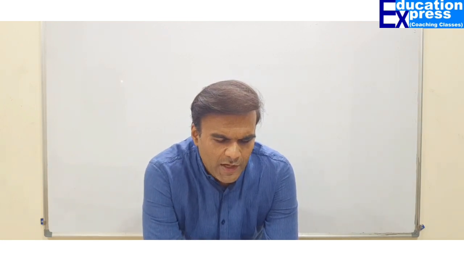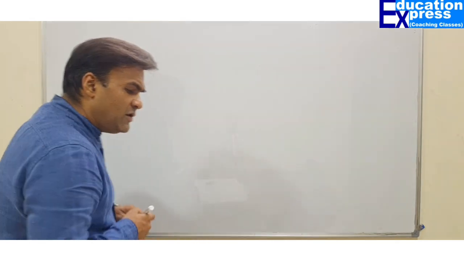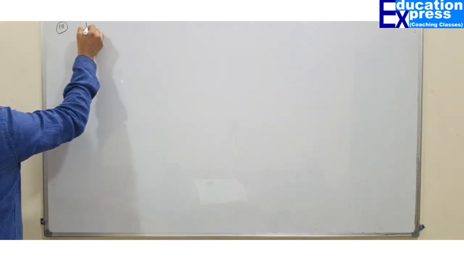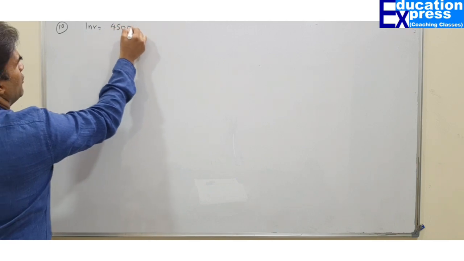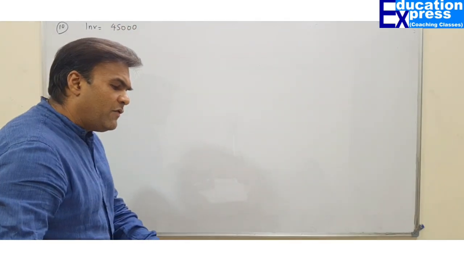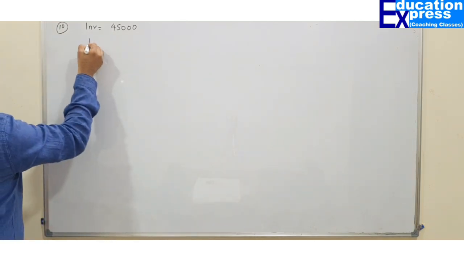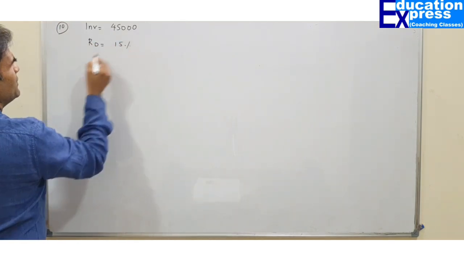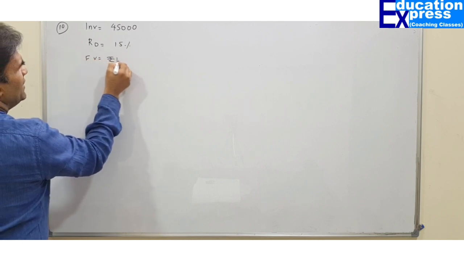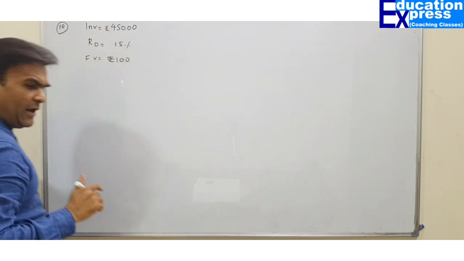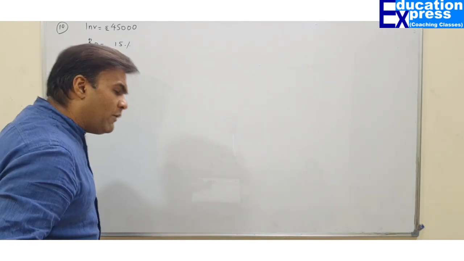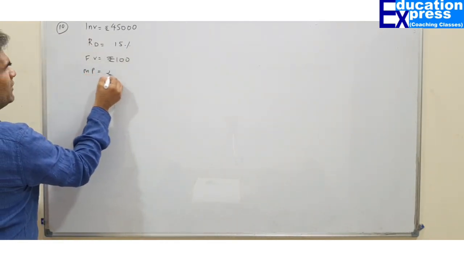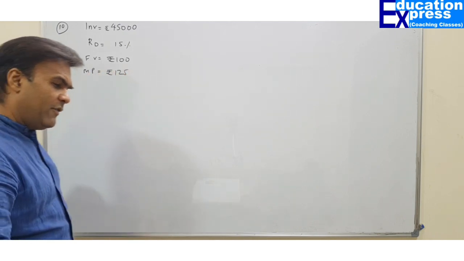Question number 10. A man invested 45,000 rupees in 15% rupees 100 shares quoted at 125. So investment is 45,000. Rate of dividend 15%. Face value, sir, rupees 100. Alright. What else is given to us? Quoted at 125. So market price of the shares is rupees 125.